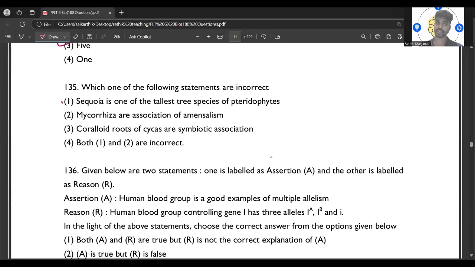So which of the following statements is incorrect? So this is incorrect. Then the next one, the second. So the roots are what, generally tap roots. Roots in some genera have fungus association in the form of what? Mycorrhiza. While in some others, like cycas and all, small specialized roots, they are called coralloid roots, associated with the nitrogen-fixing bacteria, cyanobacteria. So mycorrhiza are actually what? Symbiotic association. So in the mycorrhiza, amensalism is wrong. So the second statement is also wrong. So coralloid roots of cycas being symbiotic association is correct. So option 4 is the correct option because 1 and 2 are incorrect.